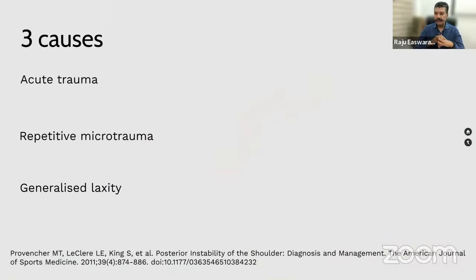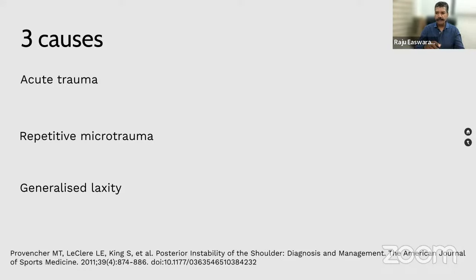And coming to the clinical causes, again, no major surprise: acute trauma, repetitive microtrauma, and generalized laxity are the three common causes of anterior or posterior shoulder dislocation. It is believed that seizures and electric shocks result in more posterior dislocations, while statistically the number of anterior shoulder dislocations is more, but that would constitute a case of acute trauma.